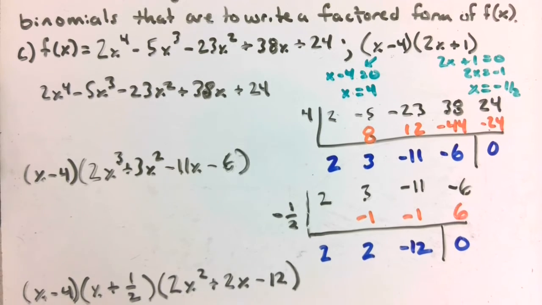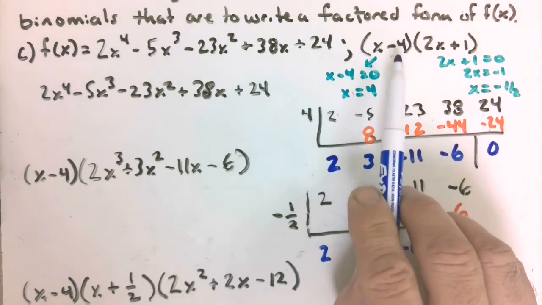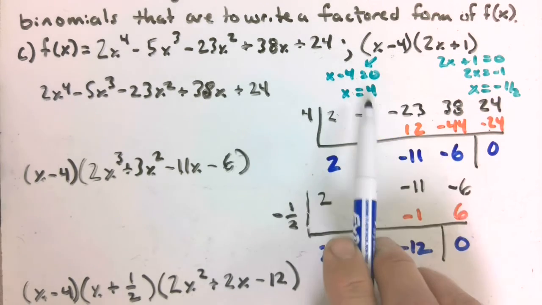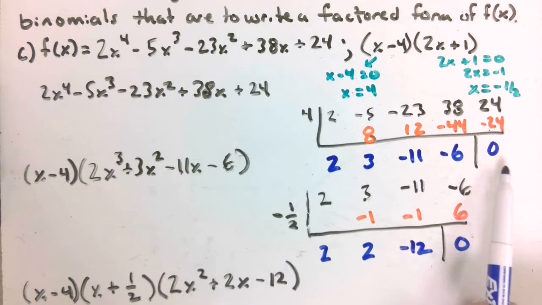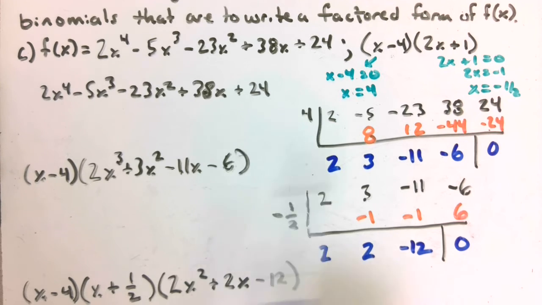In the original problem, they wanted us to determine if x minus 4 was a factor. By plugging in 4 and doing synthetic division and getting a remainder of 0, we were able to break that up into two parts, one of those being the x minus 4.